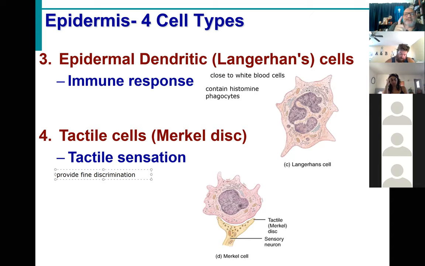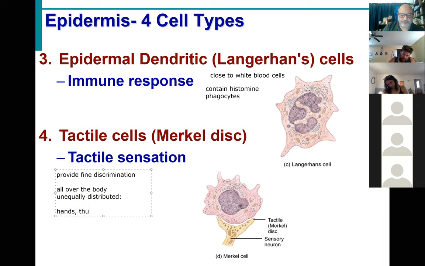Now, are these tactile cells equally distributed throughout the entire surface of your body? No. They're all over, but they are unequally distributed. Where do you have the most of them? Fingertips. Yep, hands, especially the thumb and fingers. Where else?